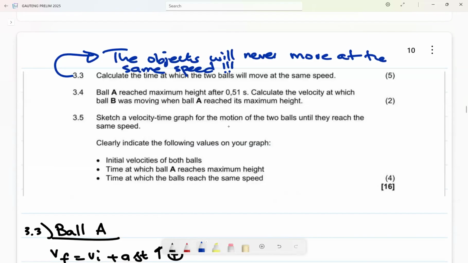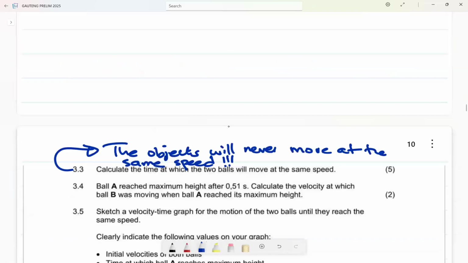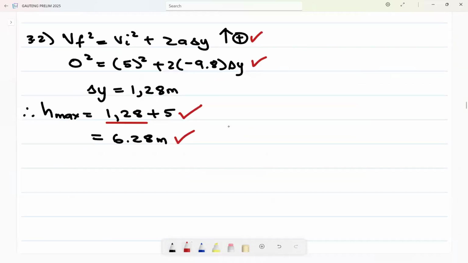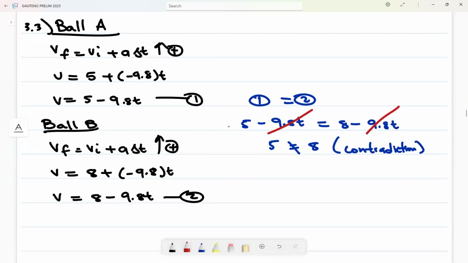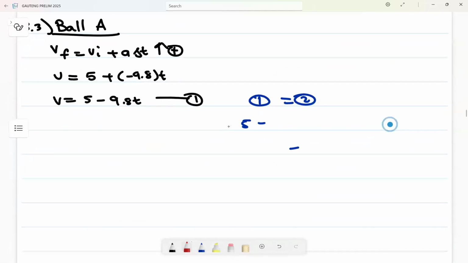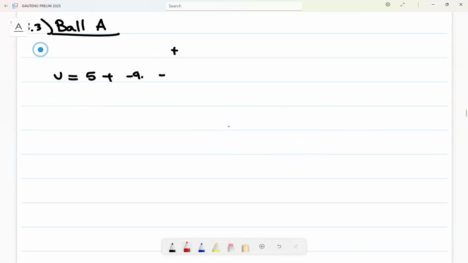Okay? The object will never move at the same speed. So I think 3.3 was an unfair question. I don't think it was also marked because there is no scenario like that as of yet, provided the information that we are given. So 3.3, I'm going to say it is taken out. Okay, it is an unfair question. Very, very unfair, so it cannot be done. Probably they distributed marks somewhere.